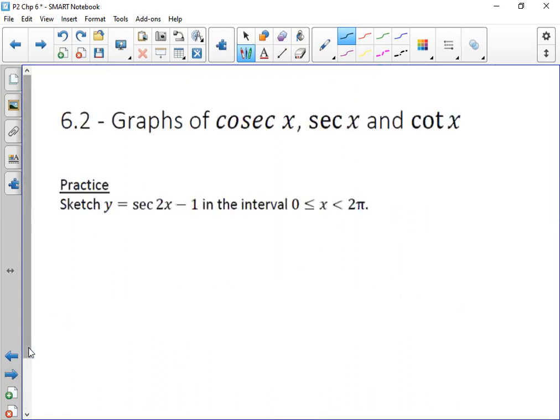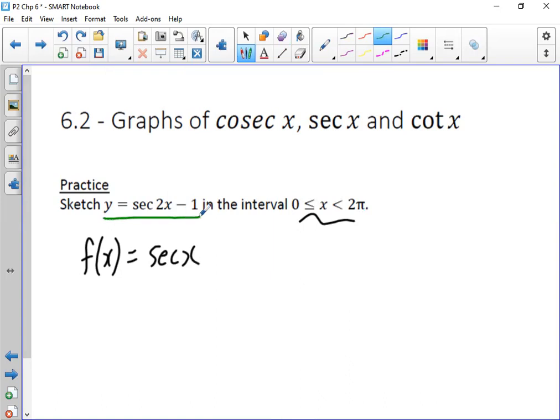Okay. Practice. I would like you to have a go at a question. Sketch the graph of y equals sec 2x minus 1 in the region from 0 to 2 pi. If you struggle with this, I would like you to think of how many transformations there are. If f of x is sec x, draw the graph of sec x first, and then think about how many transformations there are from sec x to sec 2x minus 1.